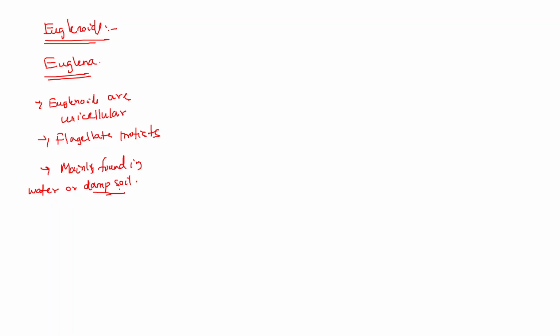In waterlogging condition meaning, where there is always a swamp of water, that type of soil we call damp soil. Majority of them are freshwater organisms and found in stagnant water.